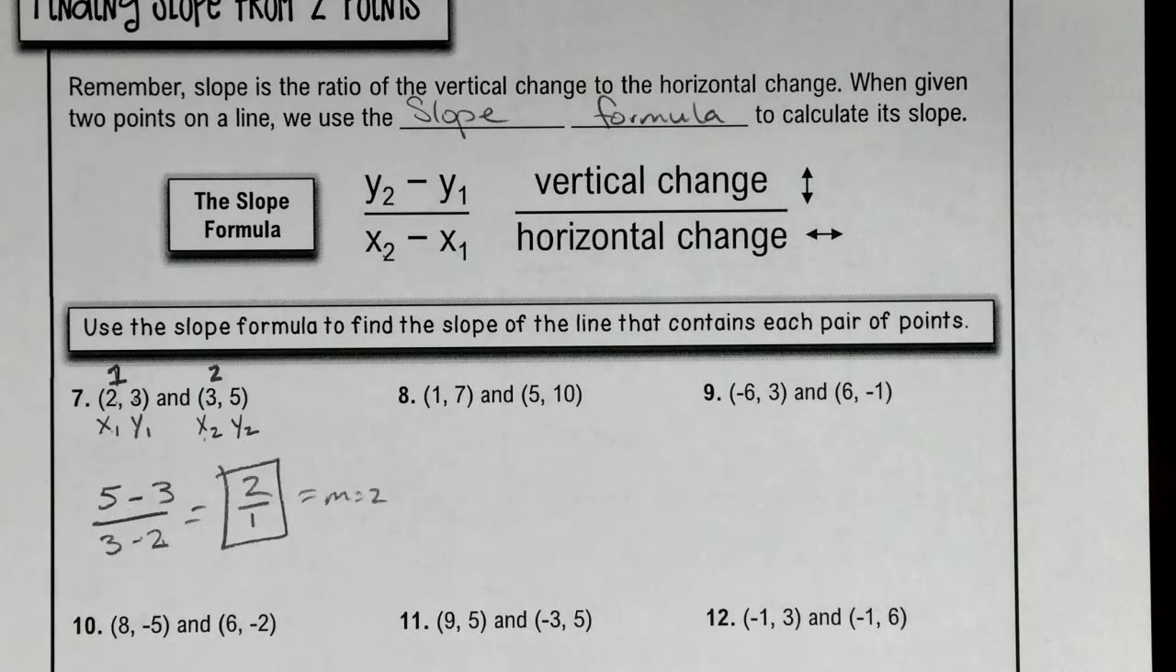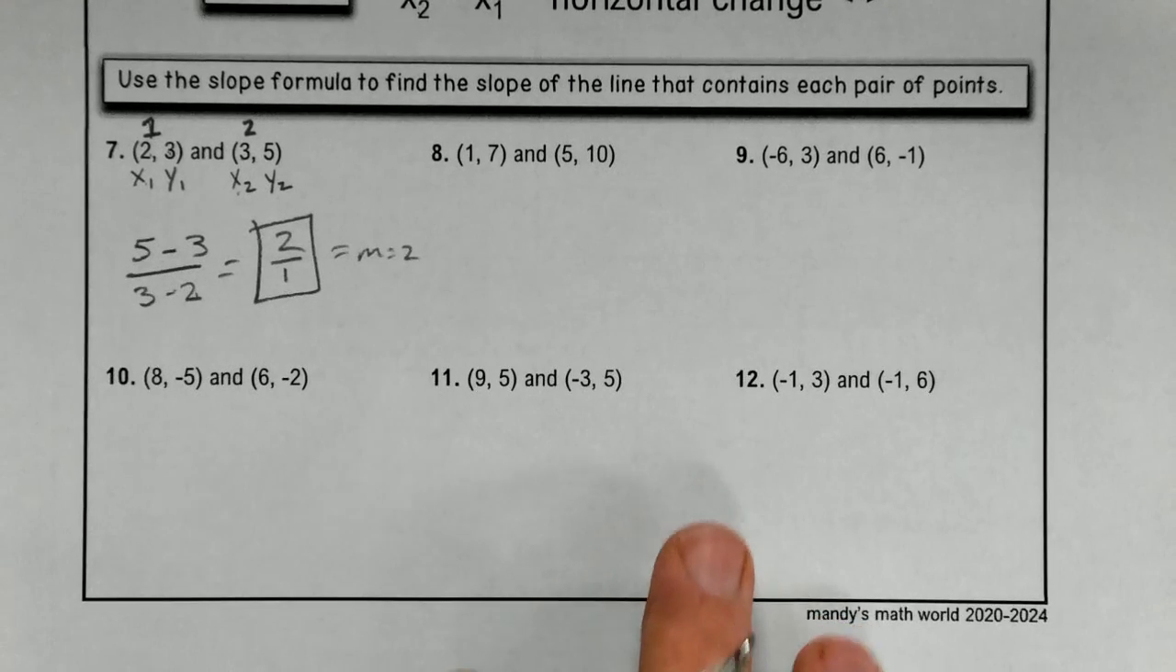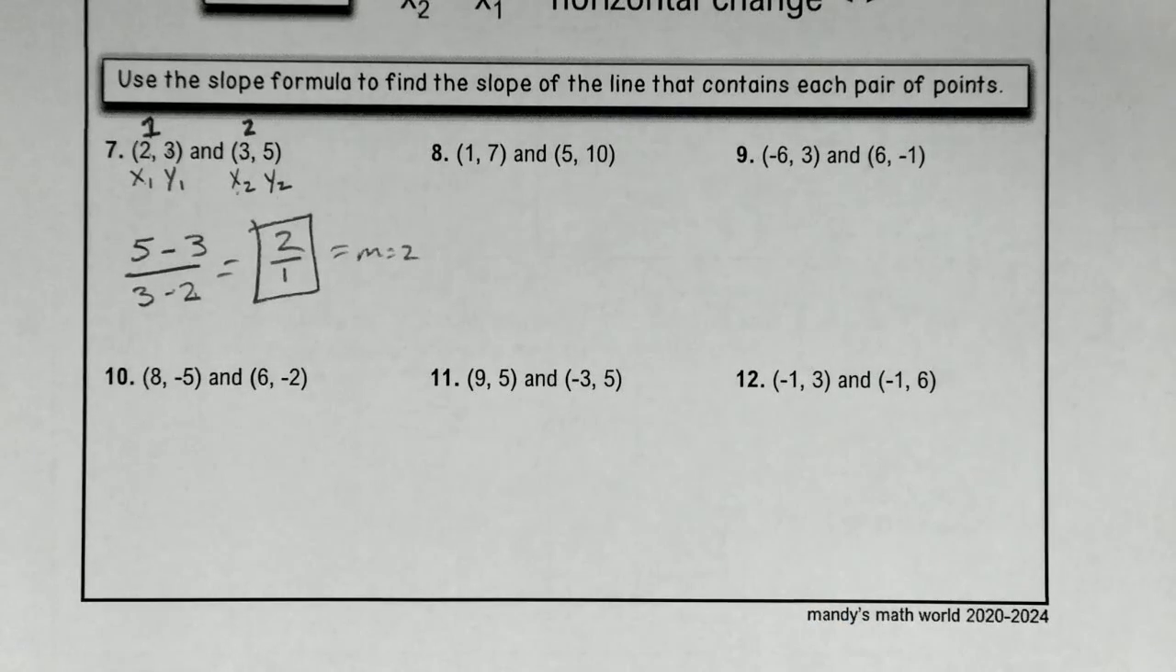So let's go to number 10. Okay, number 10. So again, what's my first step? My first step is to label my points. Make one of those point 1, make one of those point 2.